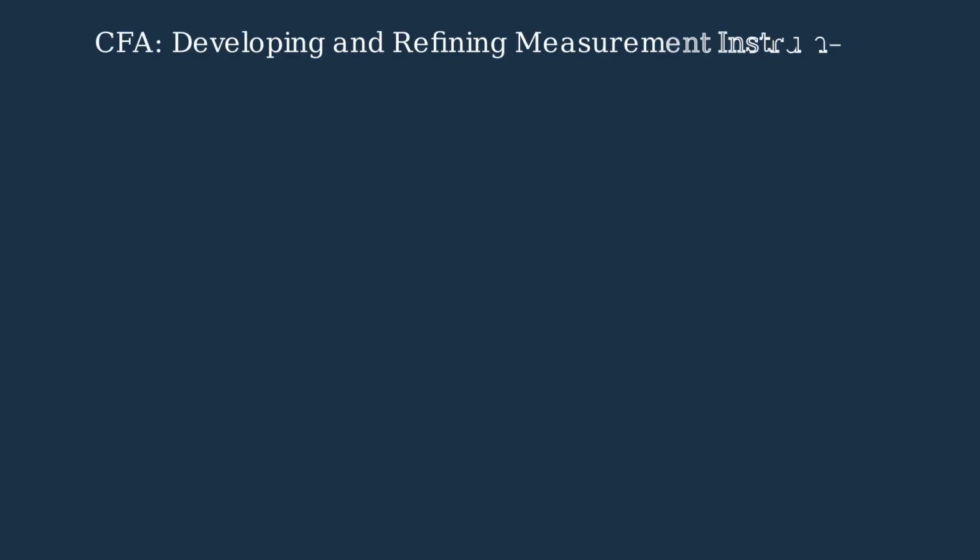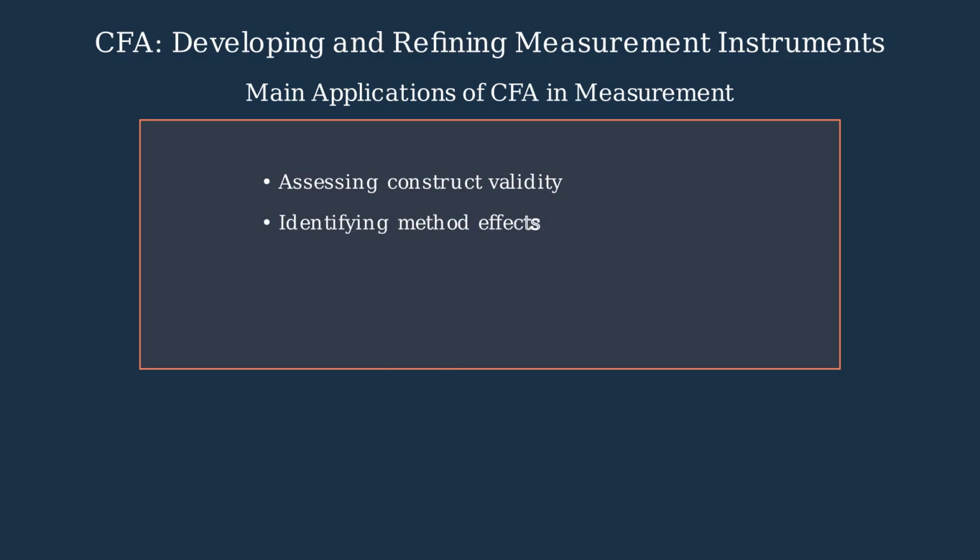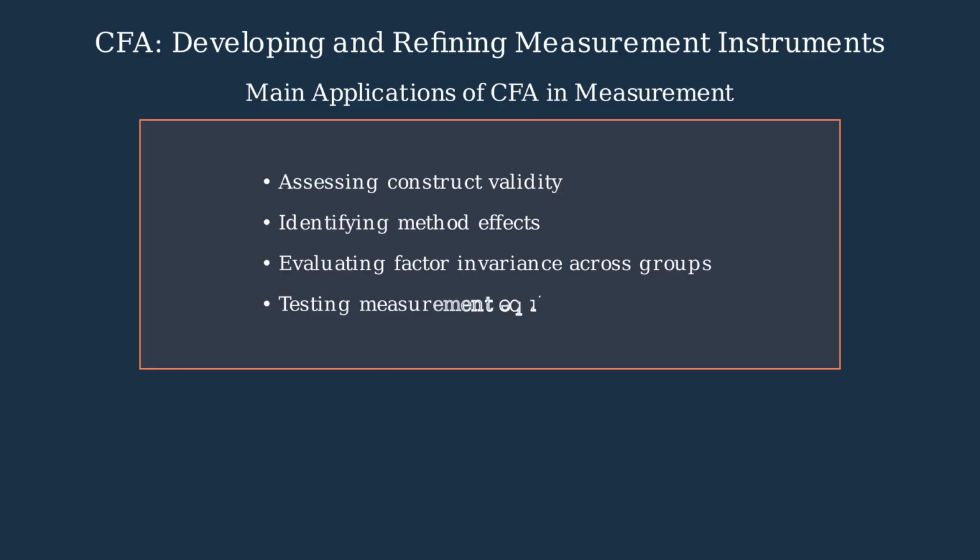Confirmatory factor analysis is a powerful statistical approach for developing and refining measurement instruments. Unlike exploratory approaches, CFA allows researchers to test specific hypotheses about the relationship between observed variables and their underlying constructs. CFA serves several critical functions in measurement development, including assessing construct validity, identifying method effects, evaluating factor invariance across different groups, and testing measurement equivalence over time.